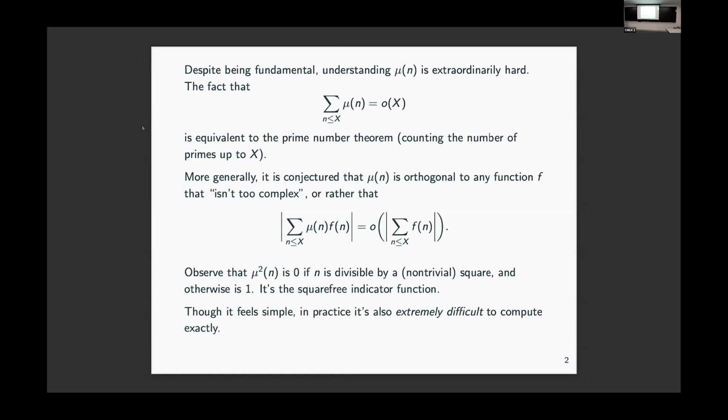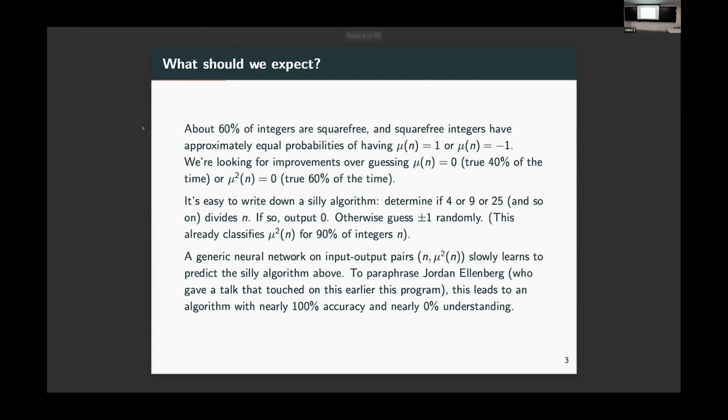But one thing that we suspect this means is that it's hard to find non-trivial correlations or predictive capability given the Möbius function. So these are the sorts of things that neural networks tend to actually do. They do some sort of correlative type behavior at a base level. So this is an obstruction. Can we overcome it?